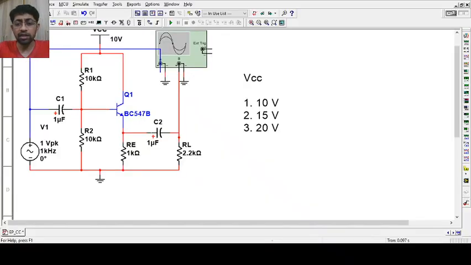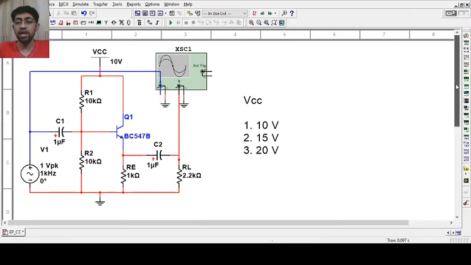So this one is the circuit. Here, let us first fix the input, because we are asked to fix the input at 1 volt peak to peak. So I have to set 0.5 volt as the peak. If 0.5 volt is the peak, your input is 1 volt peak to peak, and the frequency is 1 kilohertz. Right now VCC is already set to 10 volt, which is the first reading.